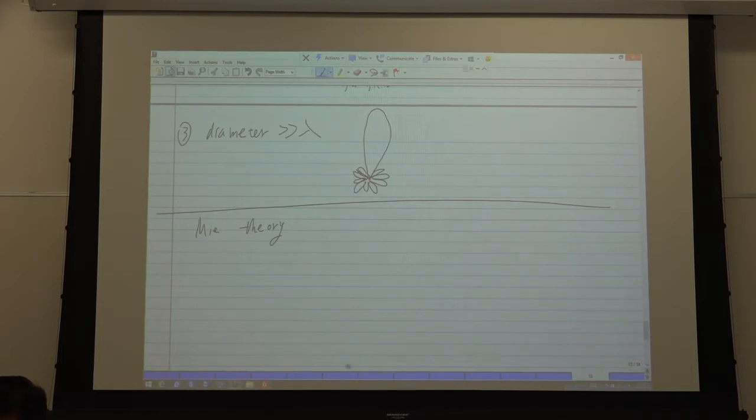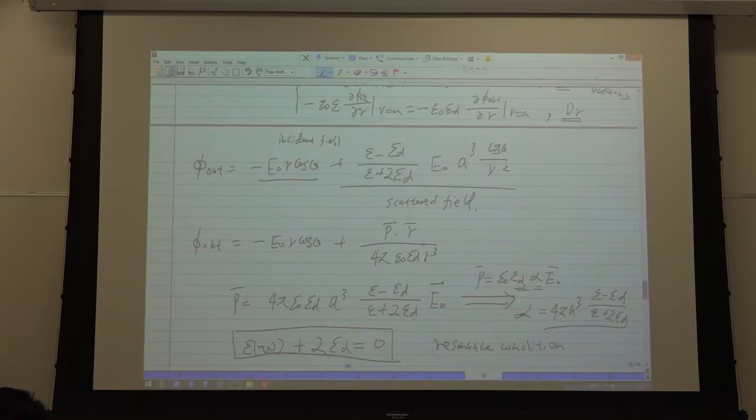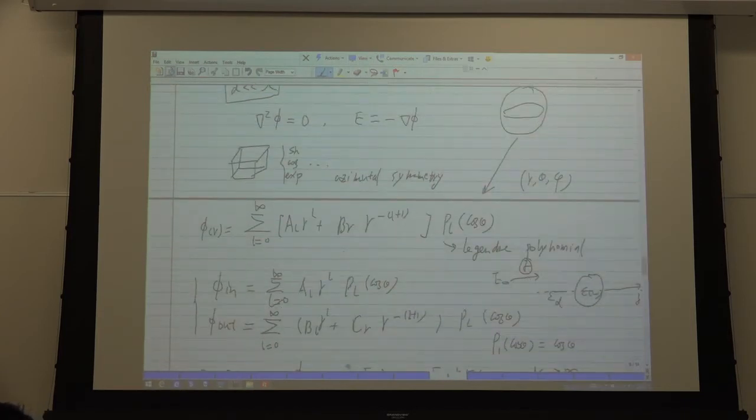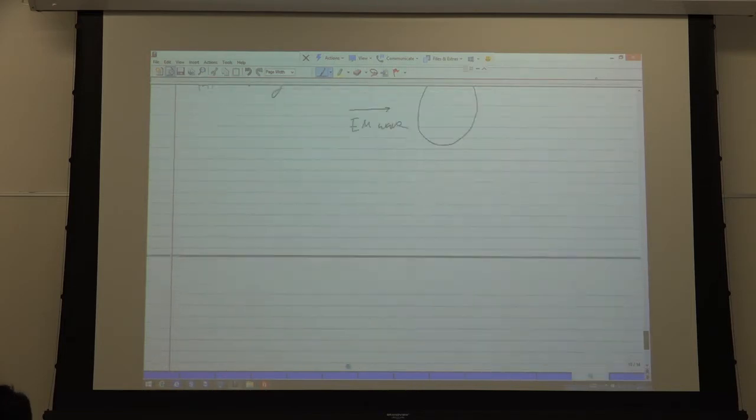Now you solve the electromagnetic wave with a sphere. With a sphere, it's an EM wave. This is the electrostatic case, so I just draw this pattern. This is electrostatic. Okay, this is an EM wave.